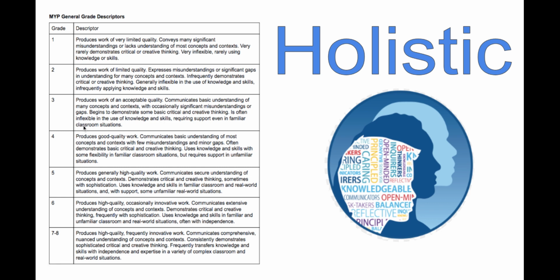By 4, that higher band of the 3-4 rubric, they're doing good quality work, most concepts and contexts, few misunderstandings. So if, as you are scoring a student's work, you're like, I'm pretty sure they're in the 3-4 band, but I don't know if they're a 3 or a 4, I always come back to these general grade descriptors, and it helps me decide if they're at the lower or the higher end of that band.